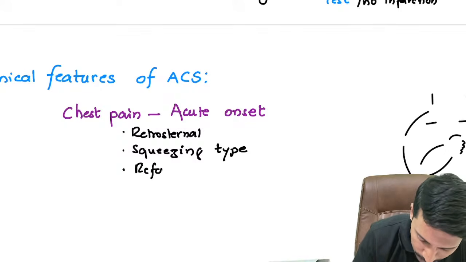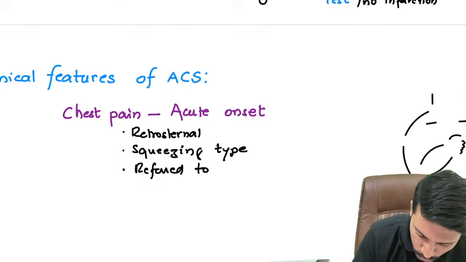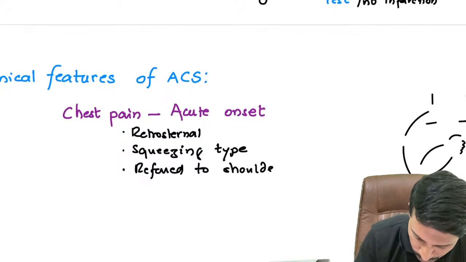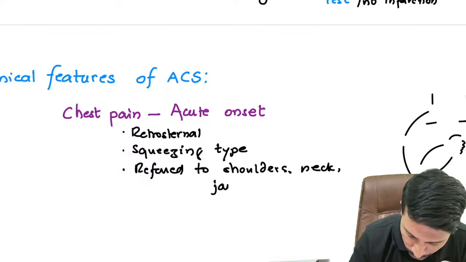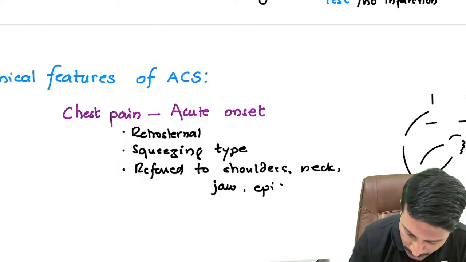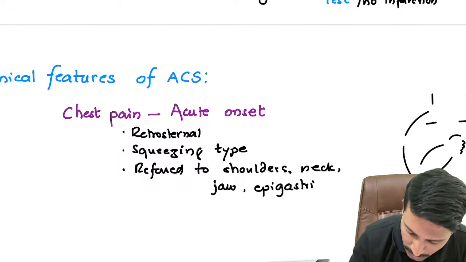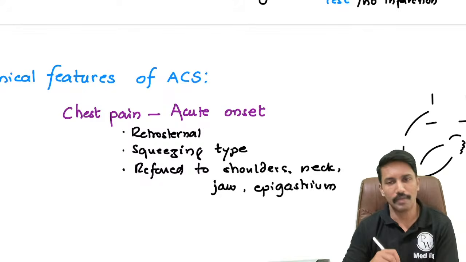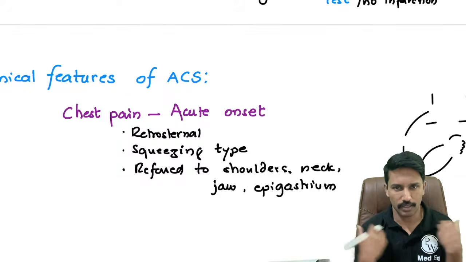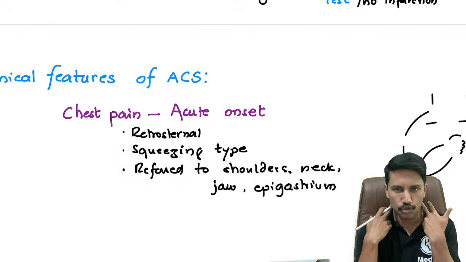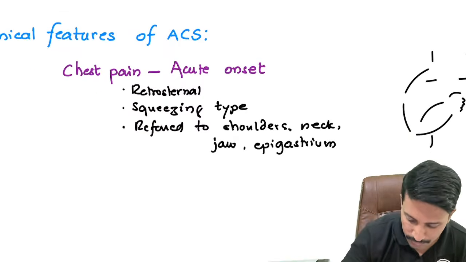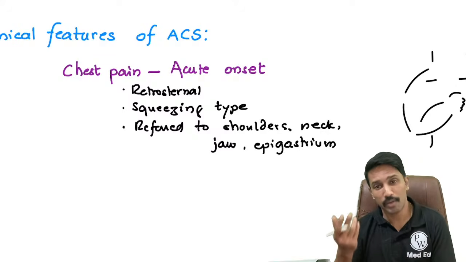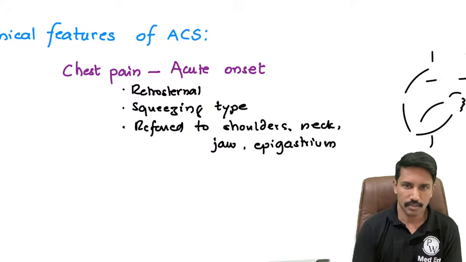It may be referred to shoulders, right, neck, jaw, or epigastrium. It can be referred anywhere. Don't think that it will be only referred to left arm. It can be referred anywhere, right? Shoulders, neck, jaw, as well as epigastrium. Many a times, a patient presenting with epigastric discomfort may be a case of MI and not gastritis.